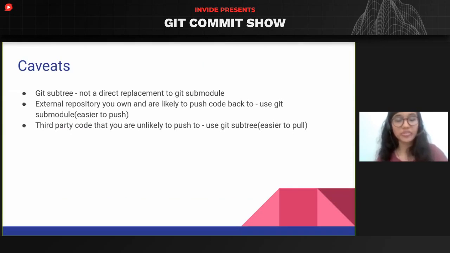So yeah, we know that everything has its own pros and cons, and its own use cases. This is something that I observed, and that is why I've summarized it right here. I would not consider Git subtree a direct replacement for Git submodule because it has its specific use case. But I noticed certain things that may be helpful to you. If you have an external repository that you own and are likely to push code back to, then use Git submodule because I noticed that it's easier to push there. And if you have some third-party code that you're unlikely to push code back to, then use Git subtree because it's very easy to pull. It's just a simple pull command.